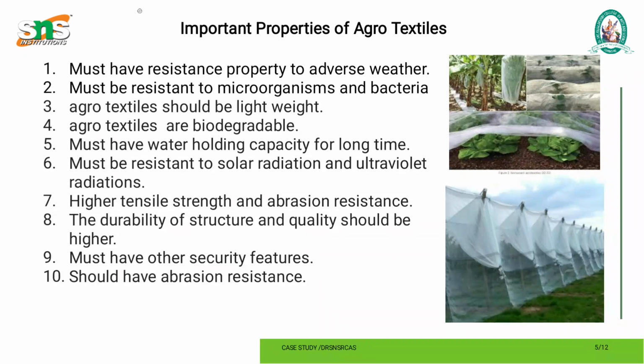Must be resistant to microorganisms and bacteria. Agro-textiles should be lightweight. It should have antibacterial, antiviral, antifungal properties based on its use. It should have some resistance against those microorganisms so that it can protect the crops, and it should be lightweight. Agro textiles are biodegradable. It should be biodegradable so that it can serve as a manure or fertilizer to the crops, as well as a protective material for the crops.